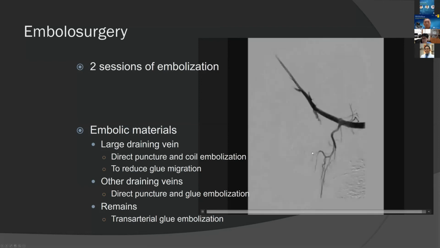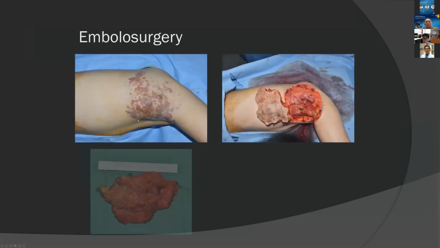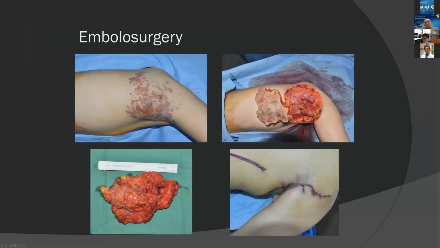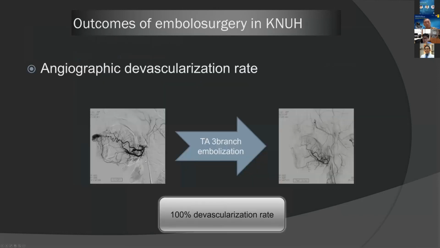Final angiography shows markedly reduced vascular staining. And then the patient moved to the operation room, and the lesion was resected by the plastic surgeon, and primary closure was performed. We evaluated the outcome of our strategy, and finally 20 patients were enrolled for the analysis. This table shows the proper angiographic technique and embolization technique. And we measured the angiographic devascularization rate.